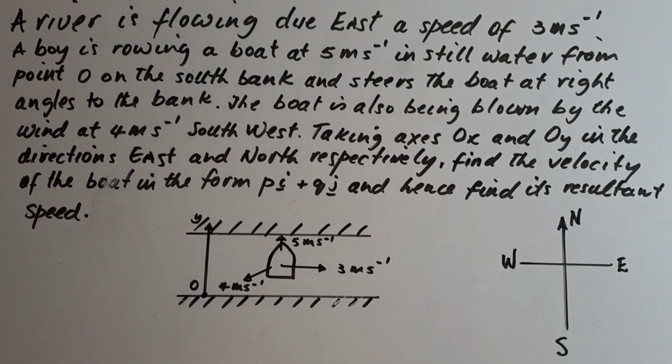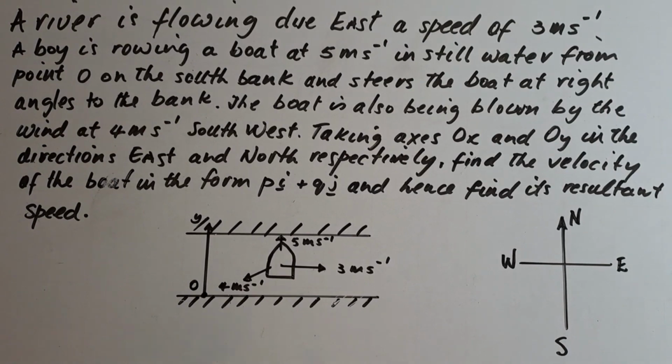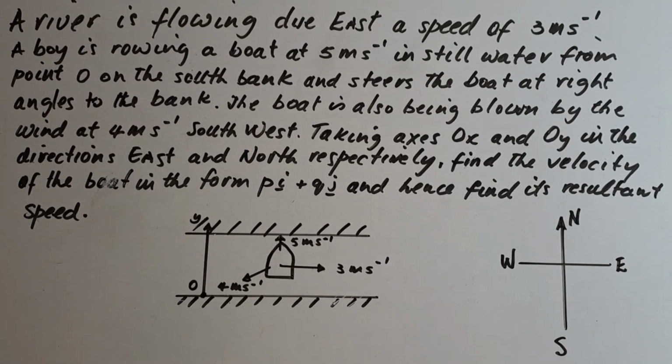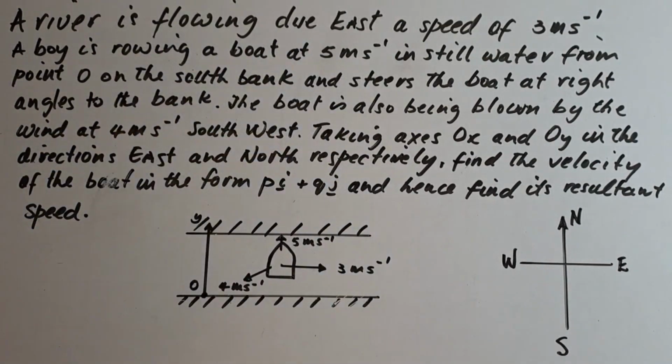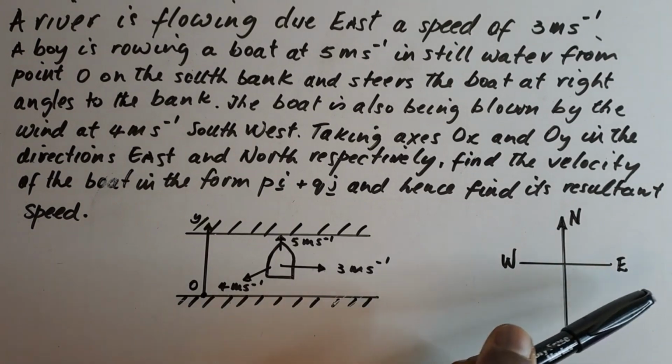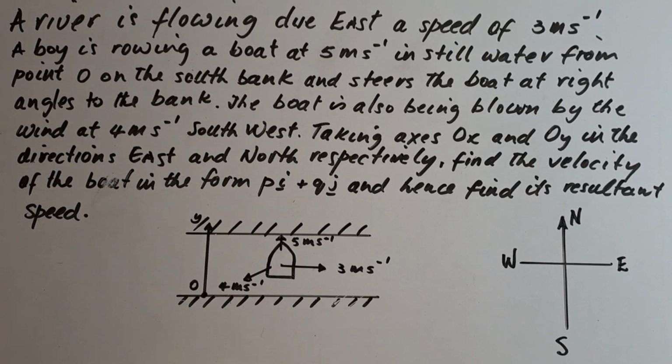So as you can see, the most important thing here after reading the problem is for you to produce this diagram here. We have our directions here, our compass, and then we have a sketch of the boat and the data supplied in the problem. So one of the first things we can do is to determine the velocity of the river. And we're told that it's flowing east at a speed of 3 meters per second. So it's going in this direction, 3 meters per second, which corresponds to the unit vector i.